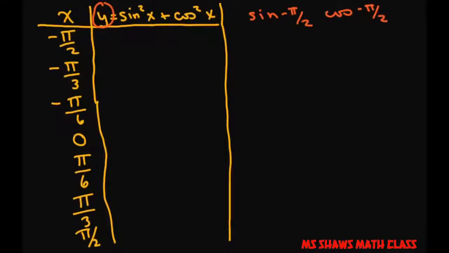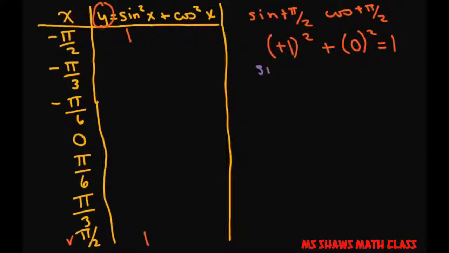Well, sine of negative pi over 2, and then we're going to use this formula. Sine of negative pi over 2 is negative 1, so we're going to square that. Cosine of negative pi over 2 is 0, square that, and that gives you 1. Now, I'm going to do pi over 2 since I already have it written down. Sine of pi over 2 is positive 1, and cosine of pi over 2 is 0, so that still gives you 1.